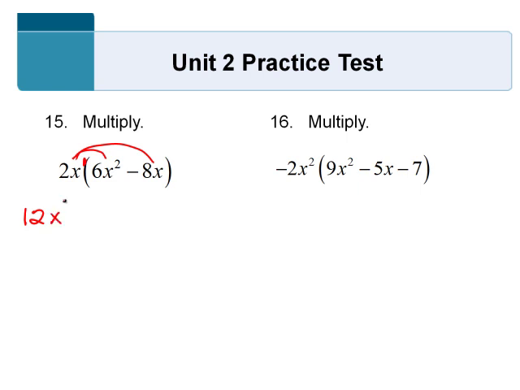That's going to make it x to the third. And then 2x times negative 8x would be negative 16. And x would be x squared. Those are not like terms, so you're done.